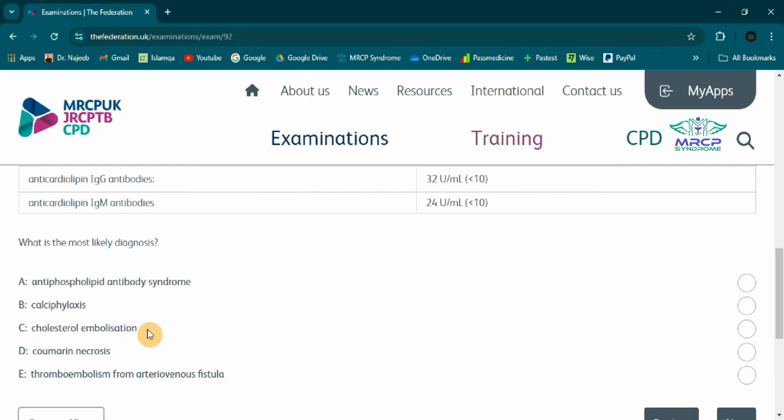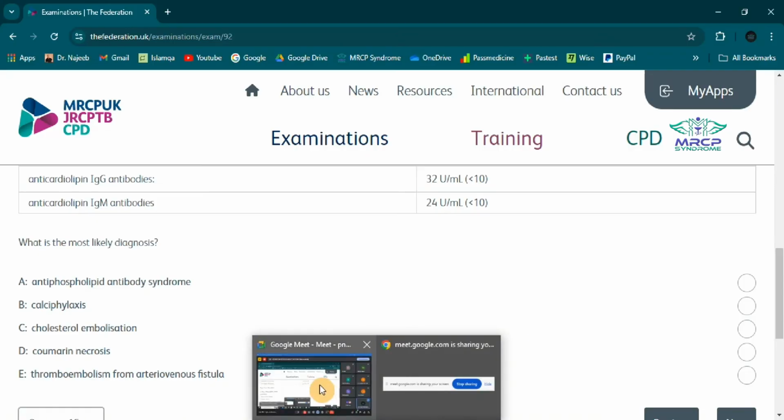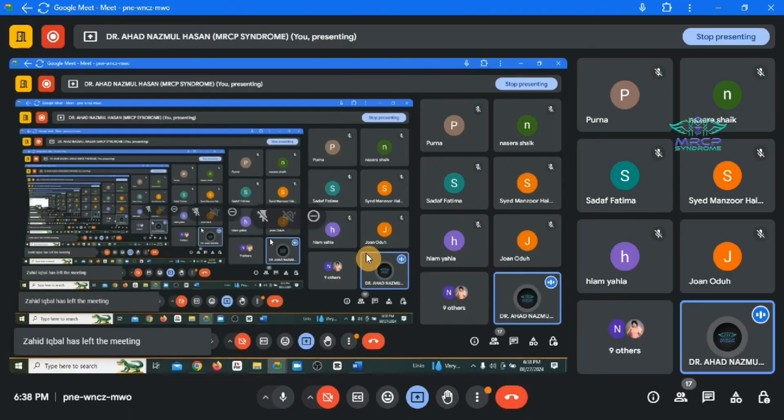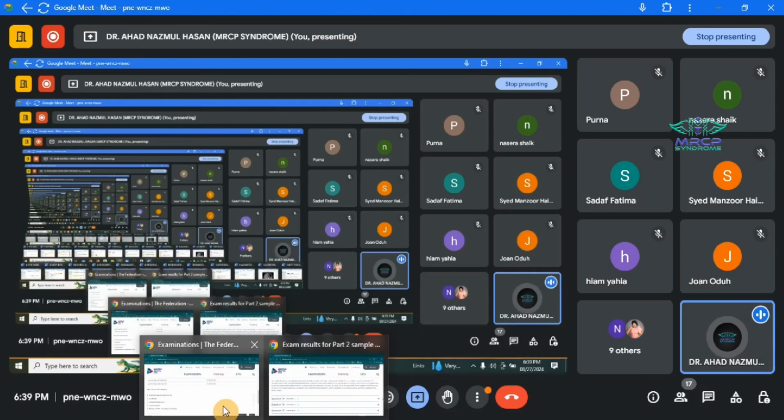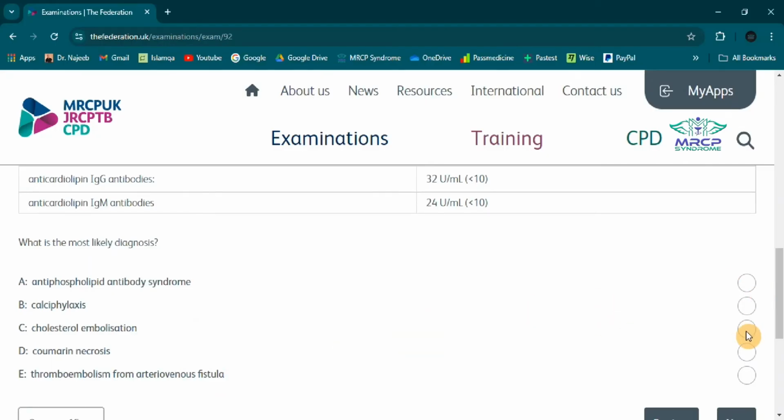And cholesterol embolization will come with the features of PEARL. So what is the elaboration of PEARL? P for purpura, E for eosinophilia, A for arteriopathy like abdominal aortic aneurysm, R for renal failure, L for livedo reticularis. And livedo reticularis and eosinophilia, these two are the cardinal features. So this is our cholesterol embolization.